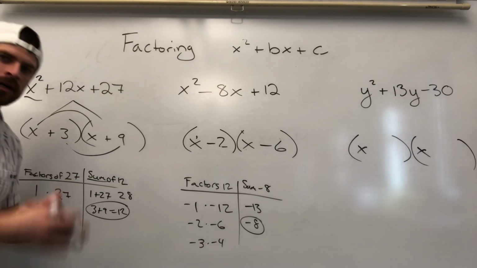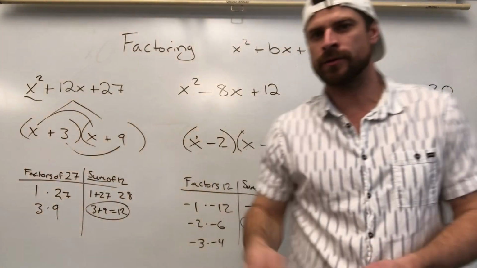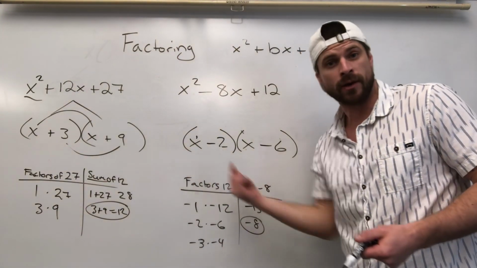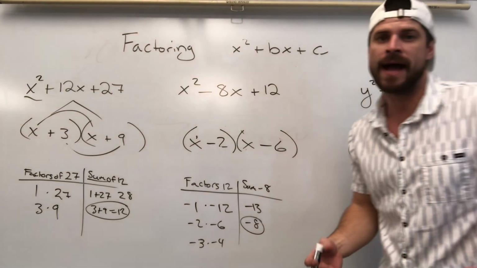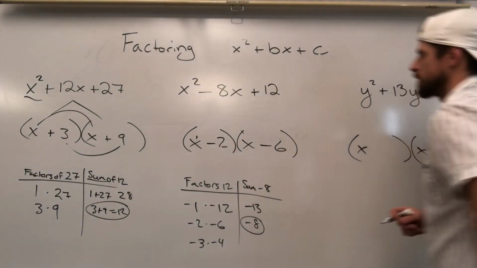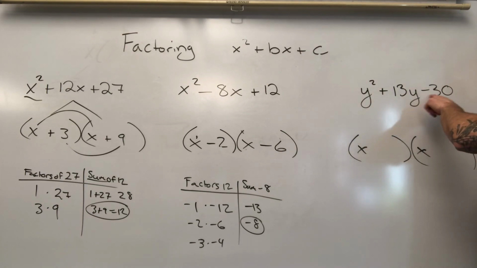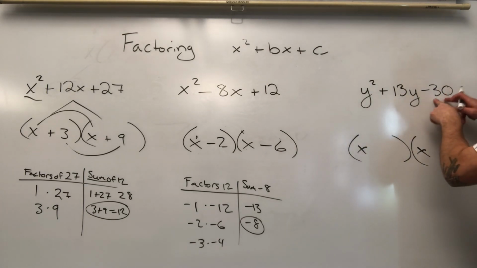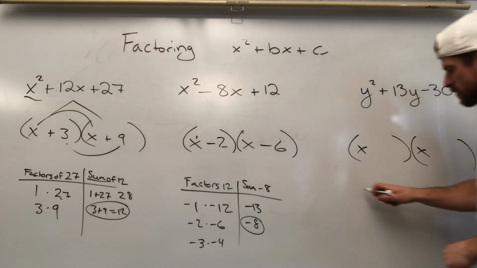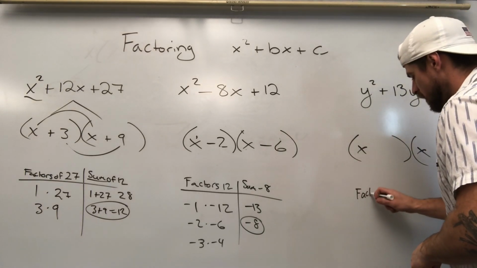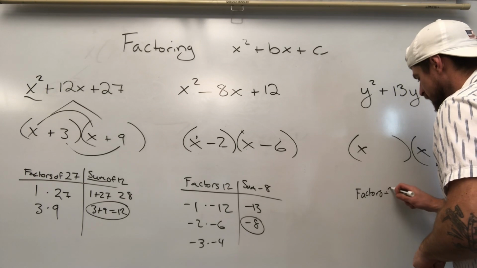All right, hopefully this is starting to make sense the more and more that you have FOILed. If you've multiplied binomials for quite a while now, you're probably ready for your factoring because you picked up on all the patterns. All right, last but not least, y squared plus 13y minus 30. I need two numbers that multiply together to make negative 30. So I need factors of negative 30.